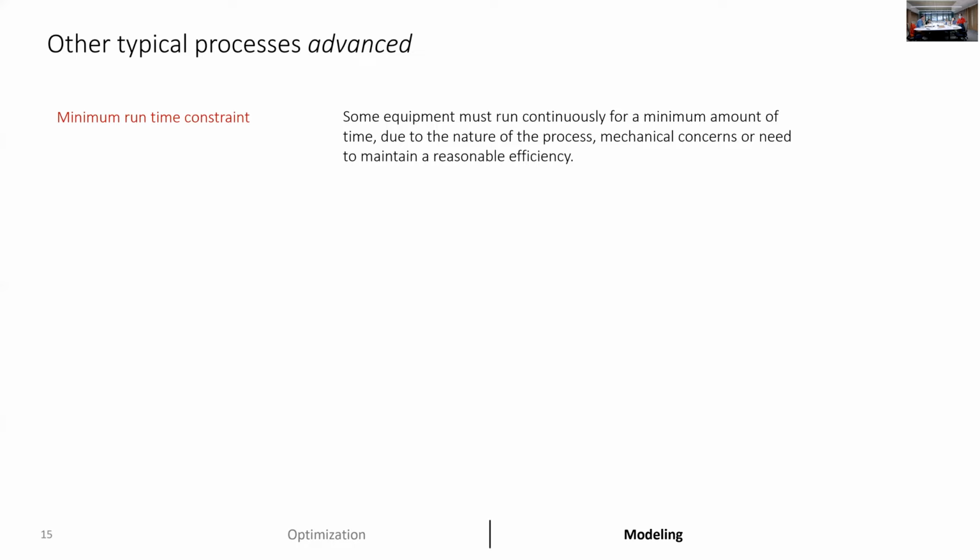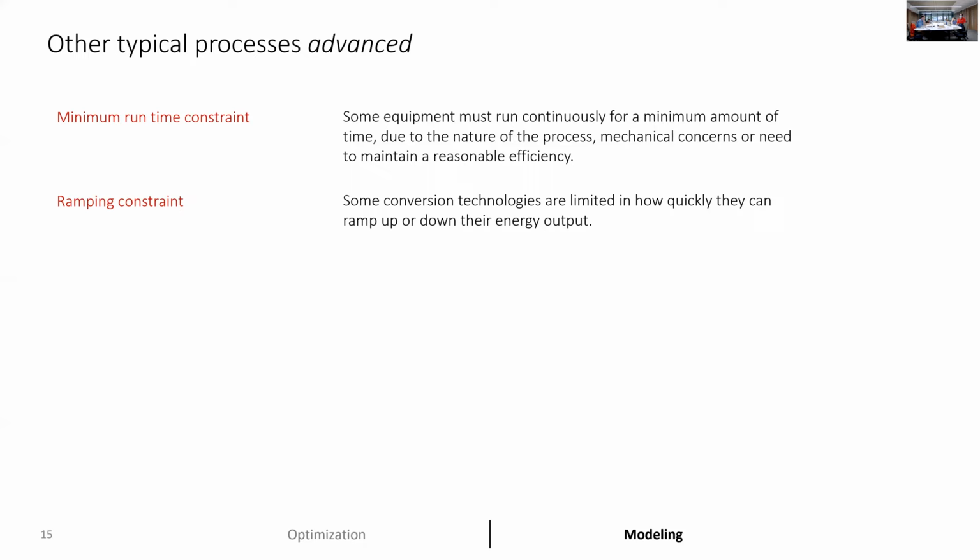Other typical processes that are a bit more advanced to model, but that I'm not going to get into here for the sake of time and your own sanity, are minimum runtime constraints. So if some equipment must run continuously for a minimum amount of time due to the nature of the process, so if you start up a machine, it can be expected to be functional in the next time step, but needs a couple of time steps to perform, that could be implemented too. Ramping constraints, which we've seen.